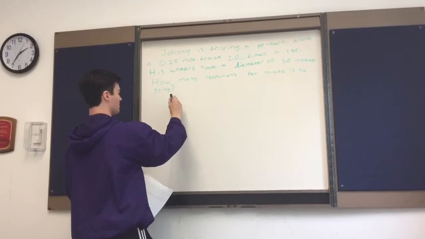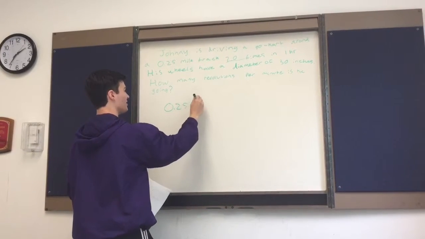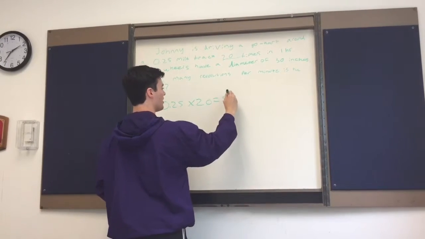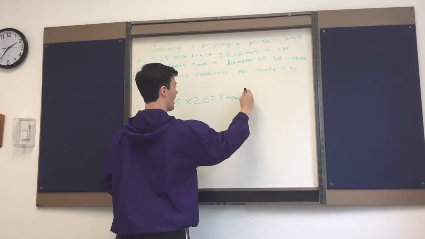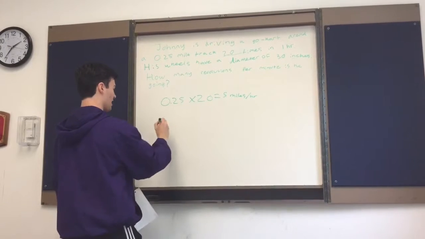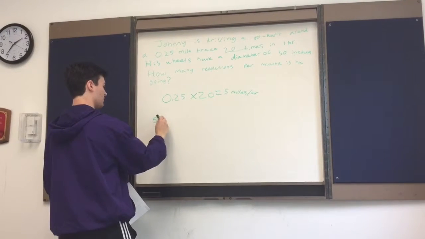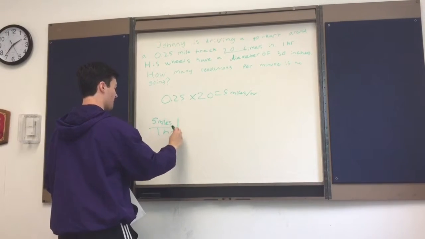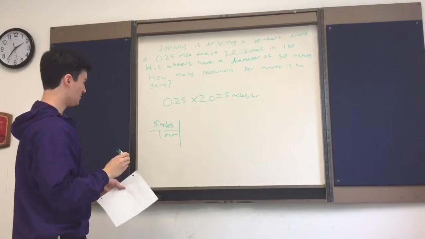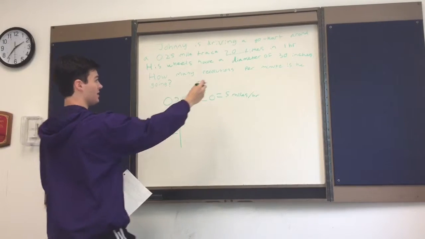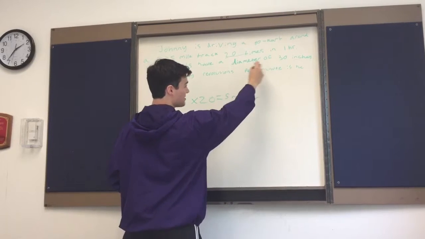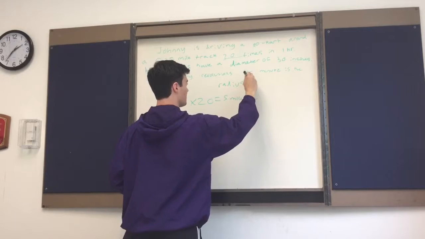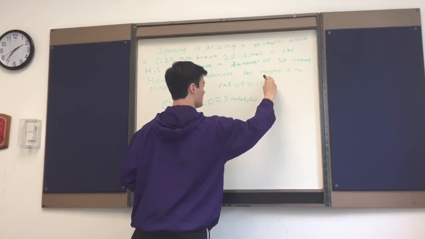So we could do this. 0.25 times 20 equals 5. So we have 5 miles per hour. So we put that right here for 1 hour. The next thing we got to do is find out the radius. So it says the diameter is 30 inches, so we know the radius is 15 inches.